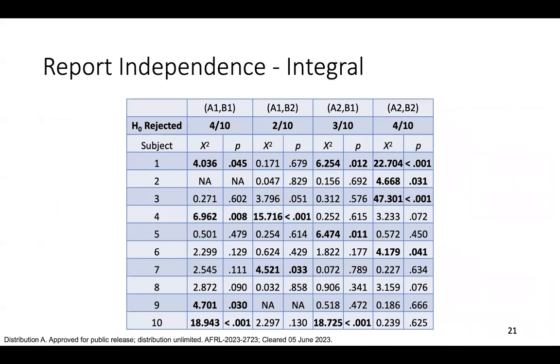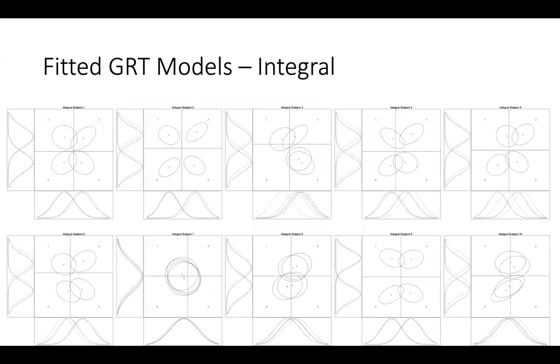Here are the results of the tests of report independence in the integral condition. The null hypothesis of perceptual independence was rejected for 2 to 4 participants across each stimulus level. Returning to the fitted GRT models, here are the stimuli where those violations of perceptual independence were observed.